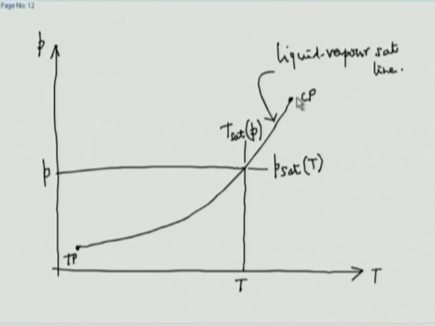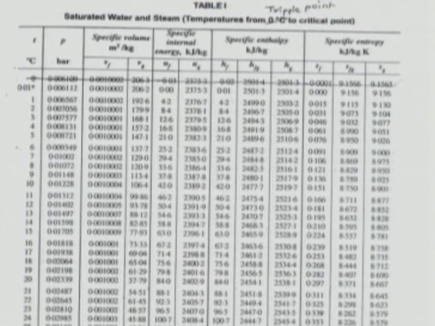This information, saturation temperature as a function of pressure and saturation pressure as a function of temperature, is provided in the steam table in tables 1 and 2. So first I request you to open your steam tables on page 3. Page 3, table 1. Look at the first two columns only just now. First column is temperature, the second column is pressure. The pressure is the saturation pressure corresponding to that temperature.